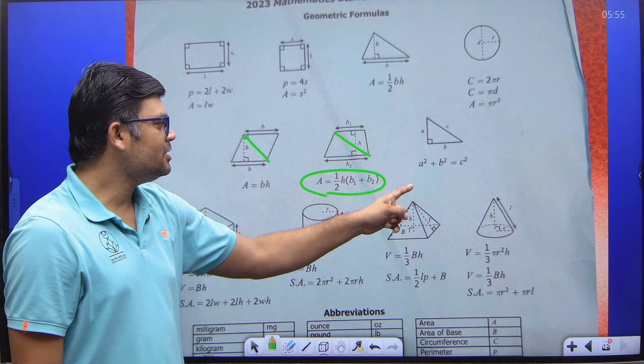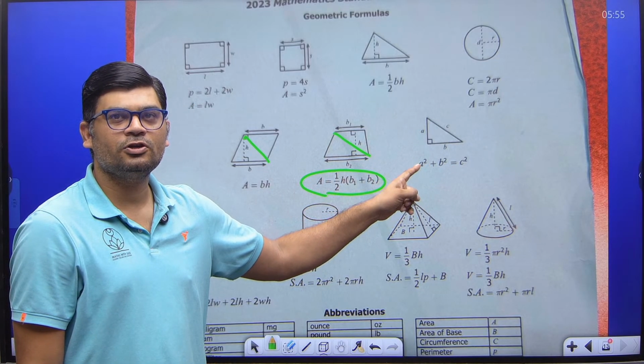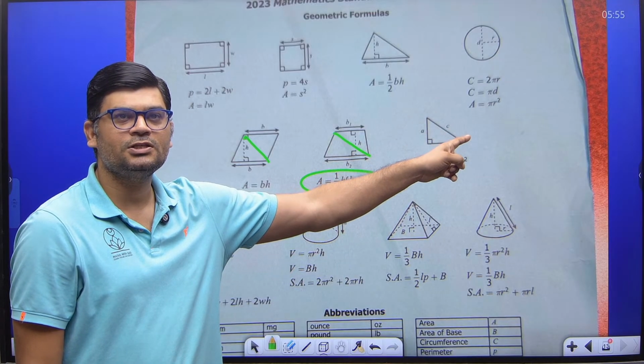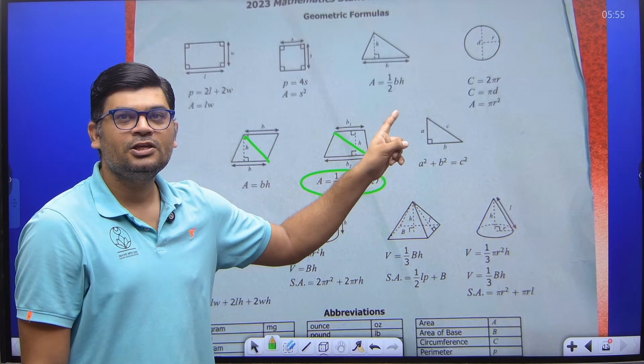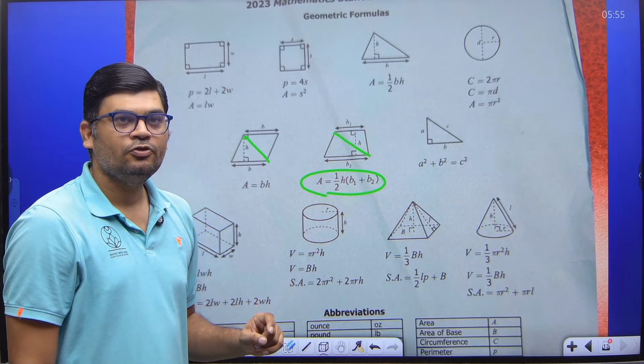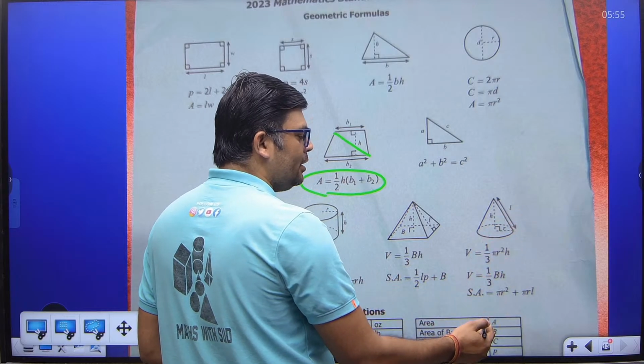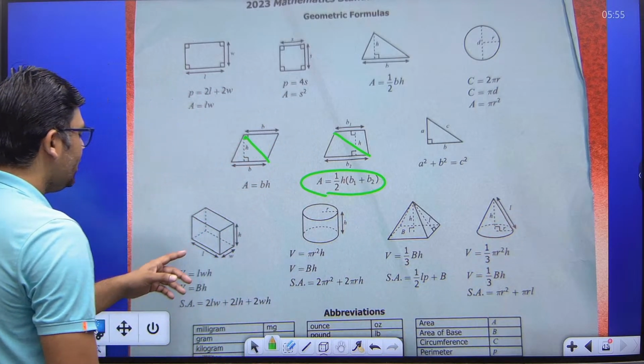For this is the Pythagoras theorem. This is not area, this is the Pythagoras theorem: a square plus b square is equal to c square, which is hypotenuse square. This is used to find the slant height of a cone. You will be given the radius and h, and to find the slant height you will use the formula. Now let us come to this cuboid.